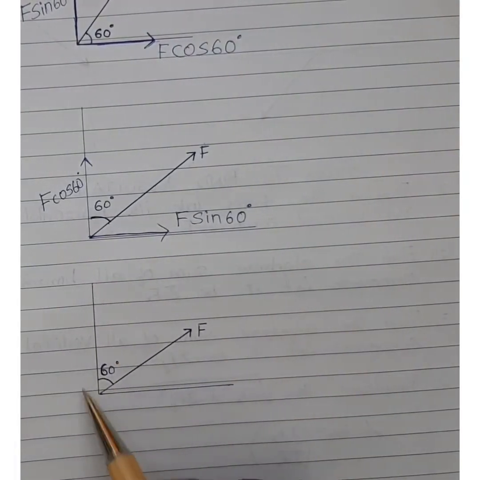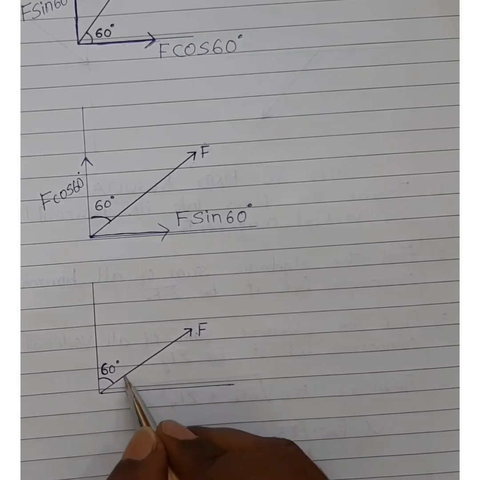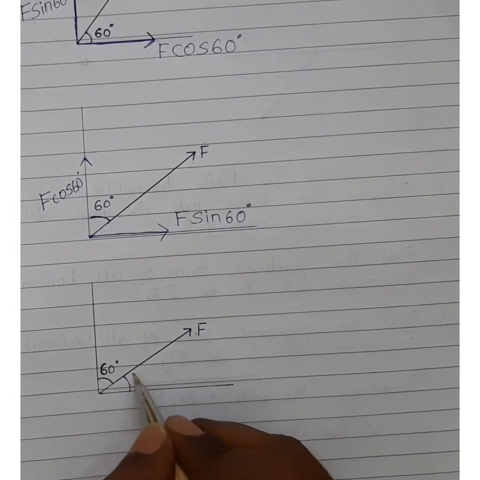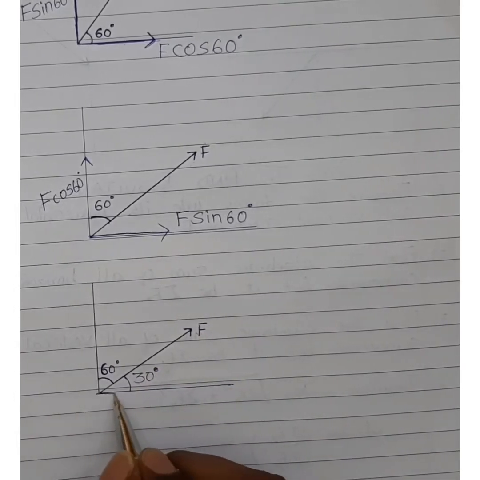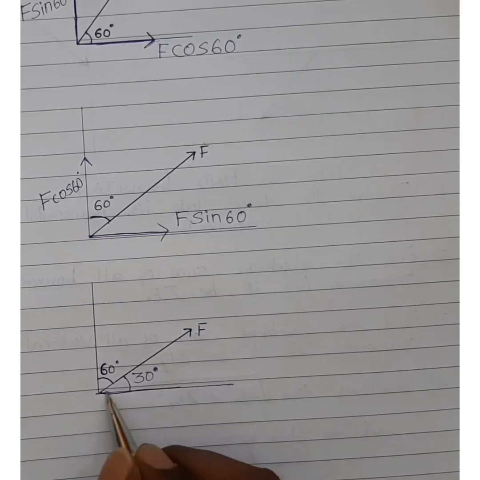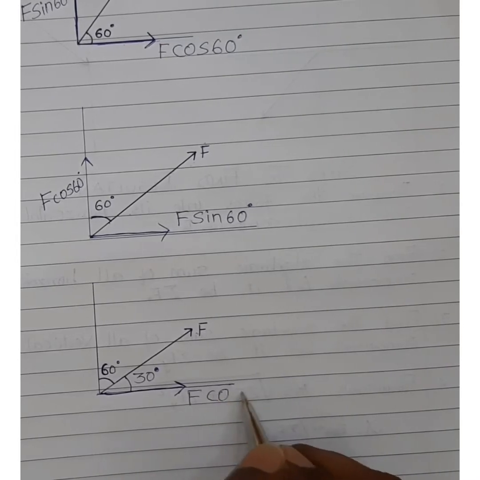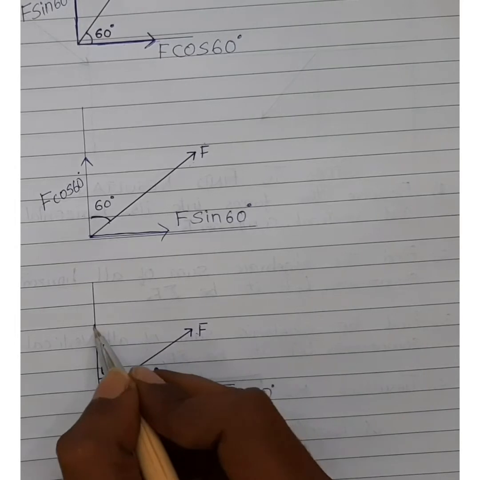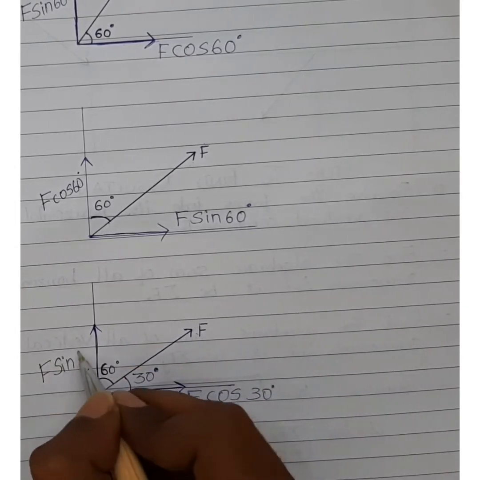There is another approach to solve the same sum. Here the force is making an angle of 60 degree with y-axis, therefore you can find this angle. If this is 60, we know that the complete angle is 90 degree, therefore this angle will be 30 degree. Now we know the force is making an angle of 30 degree with x-axis. Now you can say that this is F cos 30 and along y it is F sin 30.